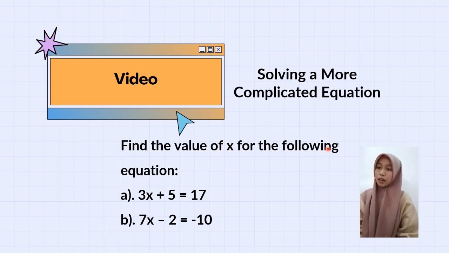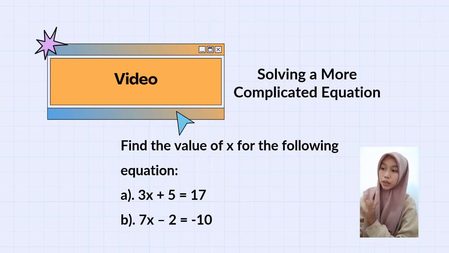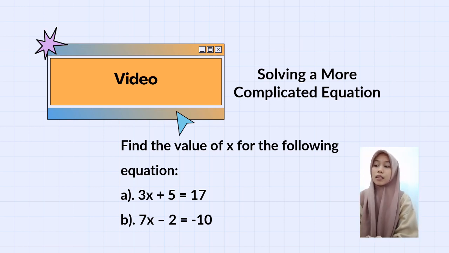This is the question from the video. The question is, find the value of x for the following equations. A, 3x plus 5 equals 17. B, 7x minus 2 equals negative 10.